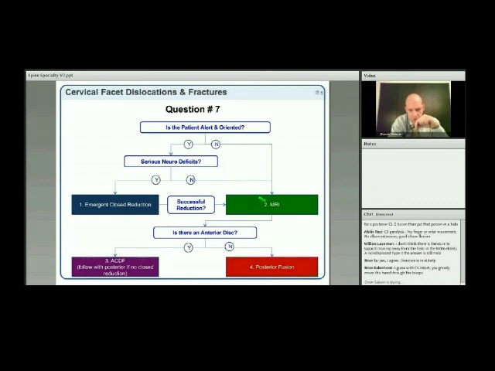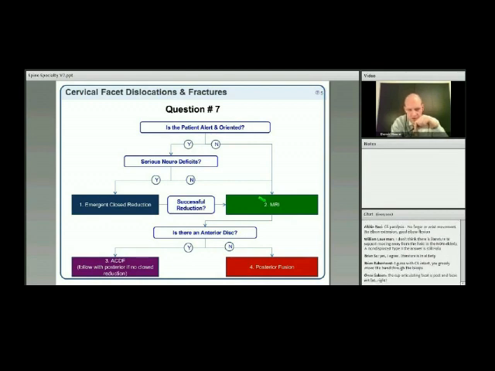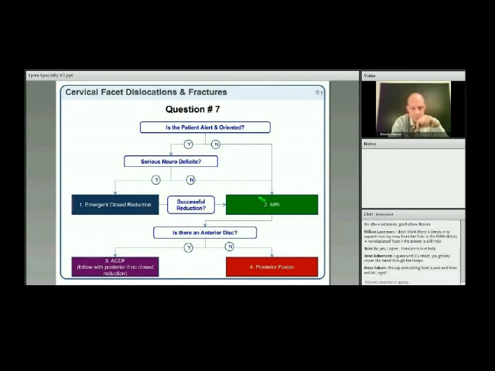Assuming that he is alert and oriented, the next question you want to ask is, does he have serious neurologic deficits? If the answer is no, and for instance he has a unilateral dislocation and just has a radiculopathy in one arm, then you just want to go to the MRI. However, if he does have serious neurologic deficits, so the patient is awake, alert and oriented, has serious or progressive neurologic deficits, this is when you want to go straight to the emergent closed reduction. And that has been tested in the past. That is the first line of treatment.